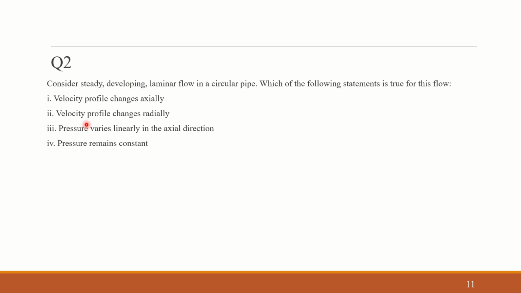These are the statements, and from them we look at the options. The first option is 1 and 2. The second is 2 and 4. Option C is 2 and 3. Option D is 1 only. So we have 4 options and need to identify the right one. The right answer is option A.